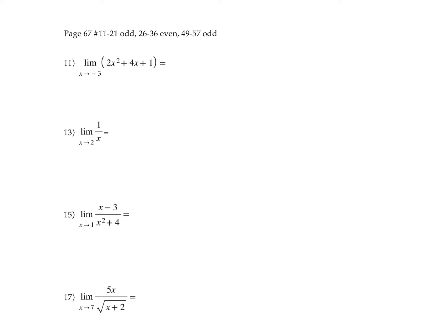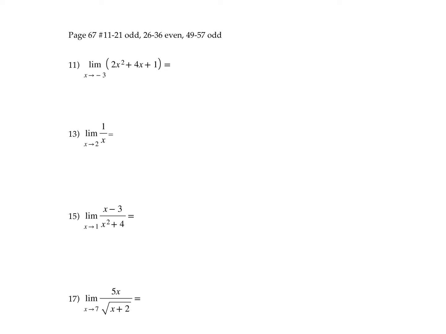In number 11, we're taking a look at the limit as x approaches negative 3 of a polynomial. So since this is continuous, there are no breaks, holes, or anything. We're just going to use direct substitution. So take and plug in your negative 3. So do 2 times negative 3 squared plus 4 times negative 3 plus 1. And just be careful with your math.